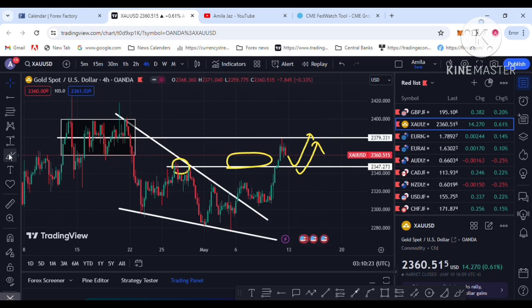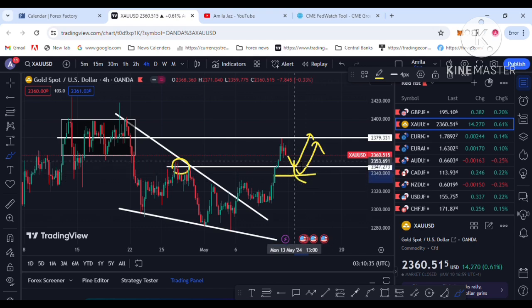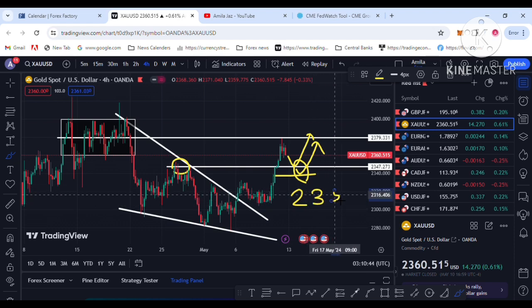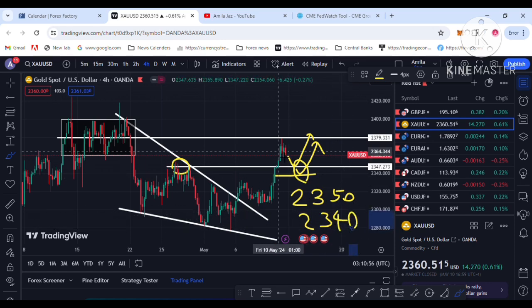So you again have a buy opportunity, but wait for the price to retest the Fibonacci golden zone, 0.618, and the 0.5 area below. The 2350 is your buy opportunity, and the 0.5 area, the 2340 area, is again a buy opportunity. So wait for the price to retest to the downside. So that's my next week forecast.